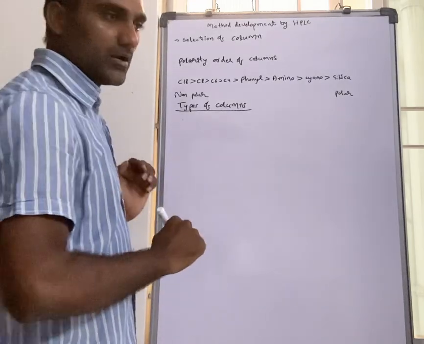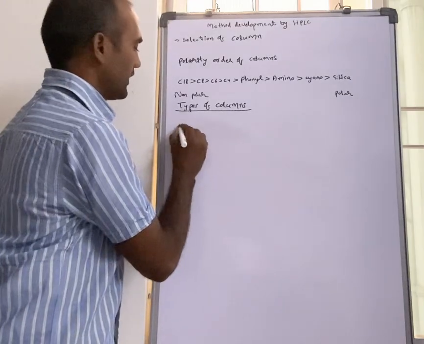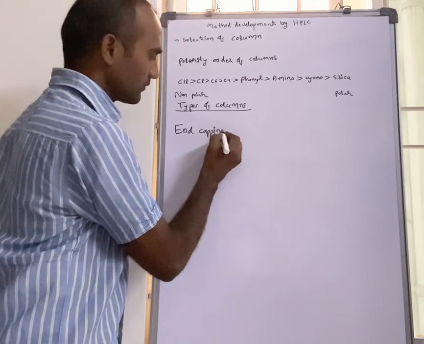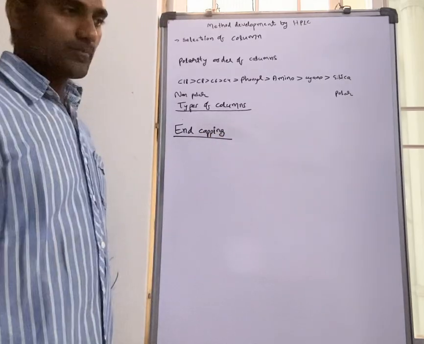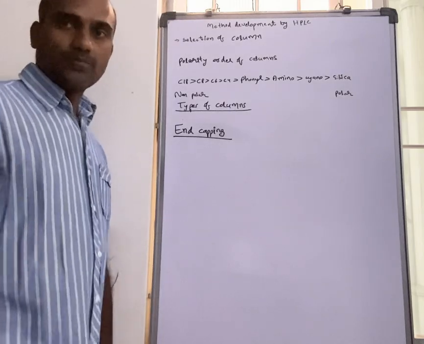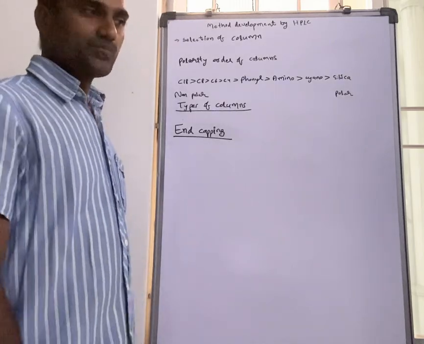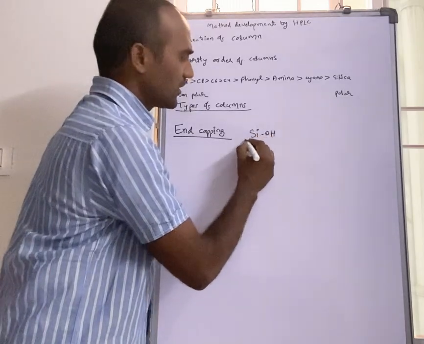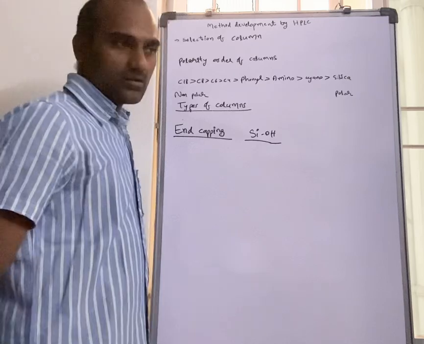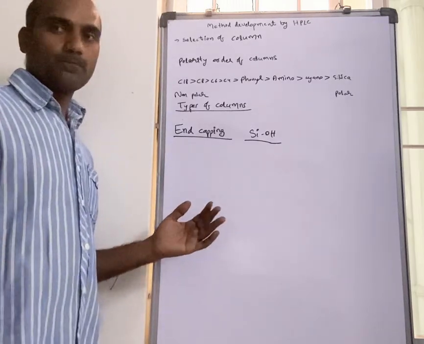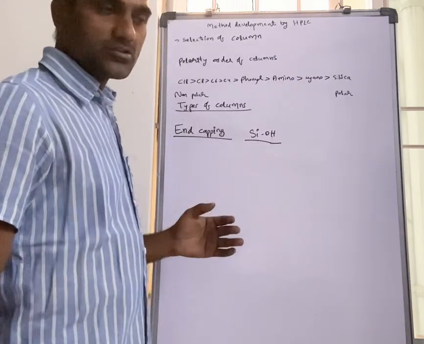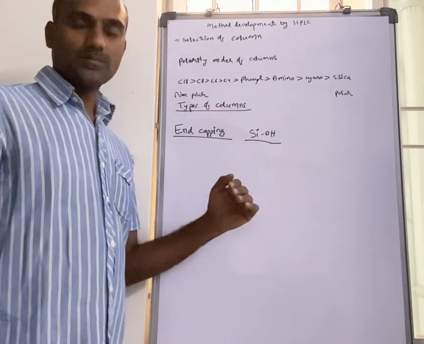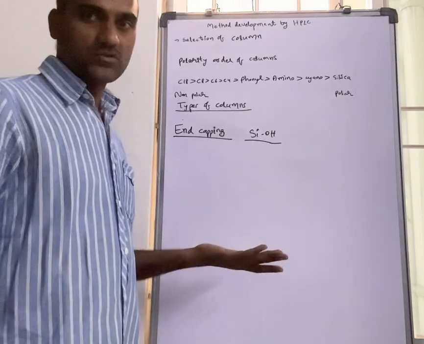One more term in columns, end capping. What is end capping? In a solid support silica, the free silanol groups, SiOH, are there. These will give problems while eluting molecules, meaning they may interact with the molecules and cause peak tailing.